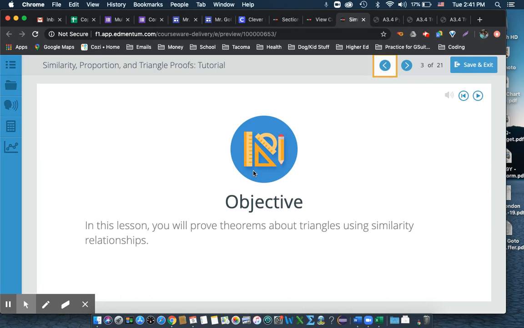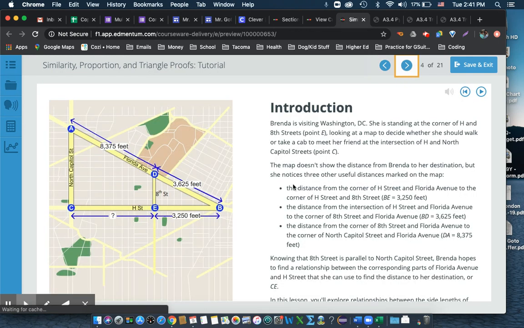The other part to specifically pay attention to in this one, because I don't cover it that much in the other video, is the proofs. When we get to the proof section, I'll show you what you should be looking for. So let's get right into it. Here's what I mean.